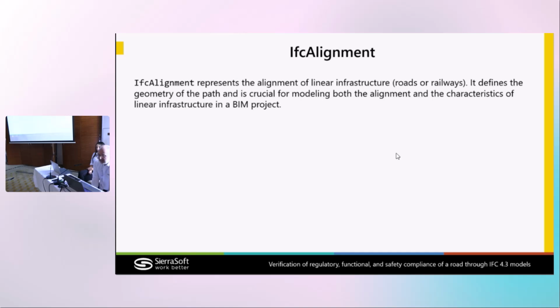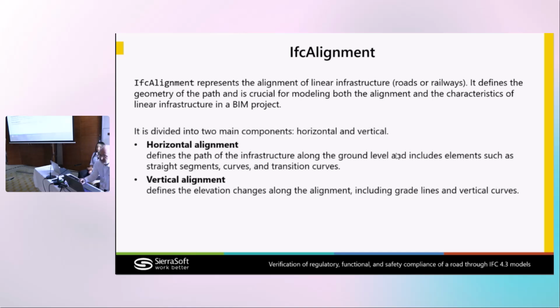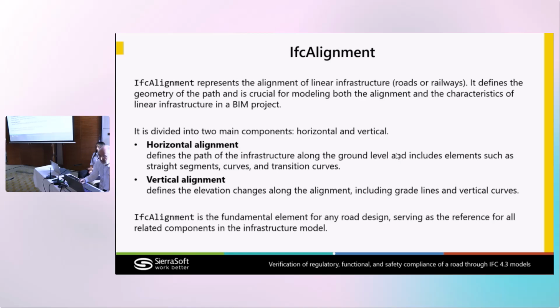IFC alignment. IFC alignment represents the alignment of a linear infrastructure, roads or highways. It defines the geometry of the path and is crucial for modeling both the alignment and the characteristics of the linear infrastructure in a BIM project. It's divided into 2 main components, horizontal and vertical. Horizontal alignment defines the path of the infrastructure along the ground level, and vertical alignment defines the elevation changes along the alignment. IFC alignment is the fundamental element for any road design, serving as reference for all related components in the infrastructure model.